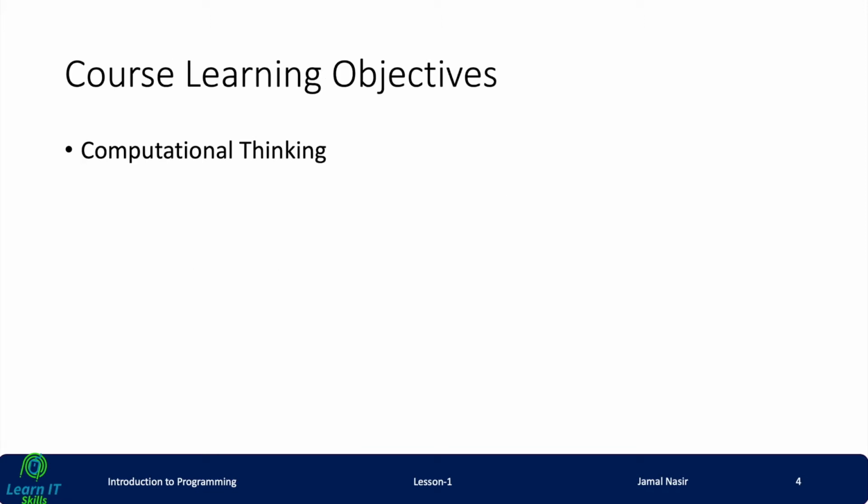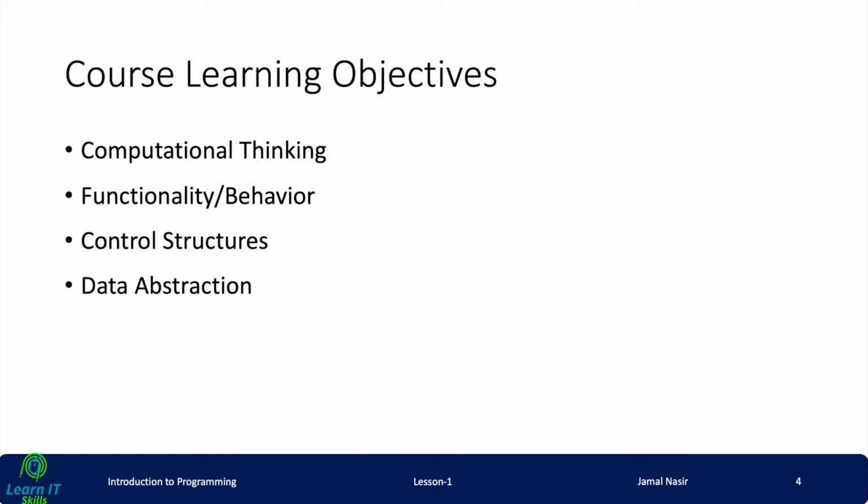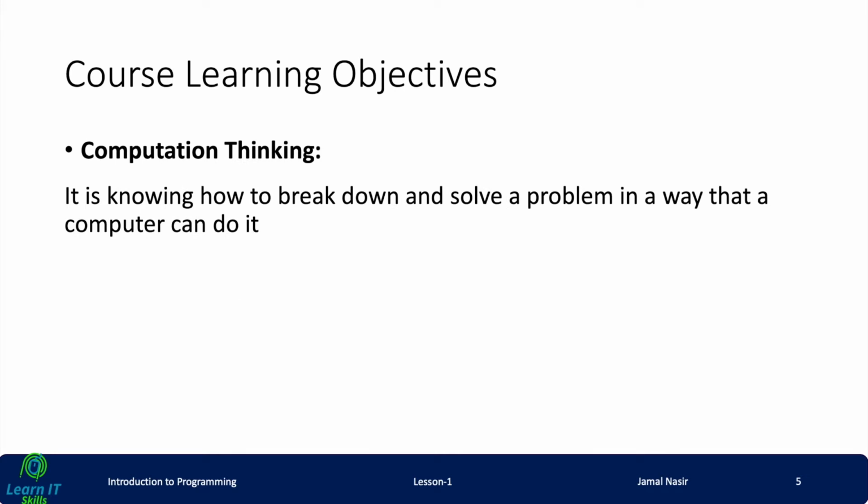Course learning objectives. We have 5 course learning objectives: computational thinking, functionality or behavior, control structures, data abstraction, and code quality. So what is computational thinking? It is knowing how to break down and solve a problem in a way that a computer can do it. So it's just a divide and conquer strategy. You have to think about how you can break down your problem into small sub problems, then you can easily handle those sub problems.